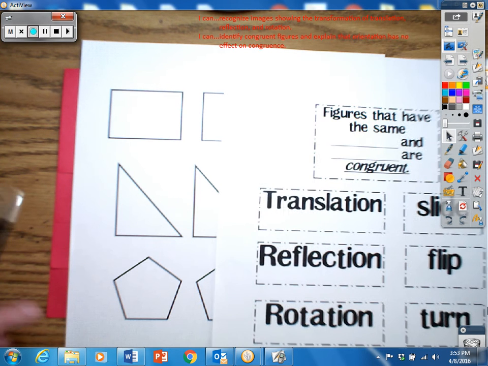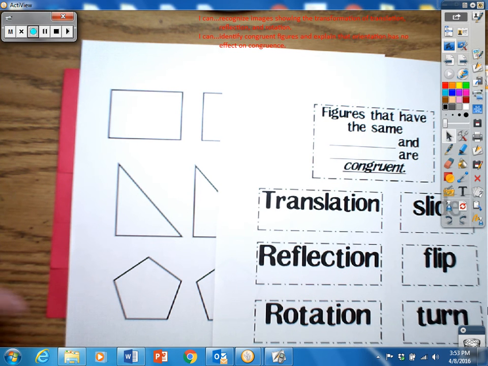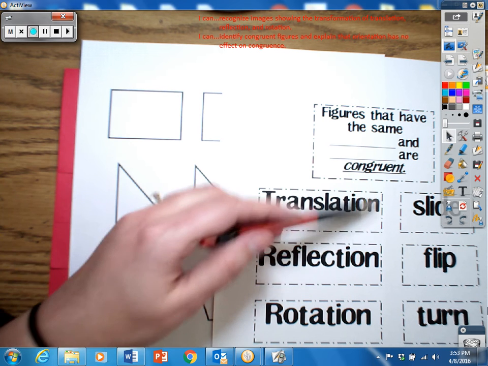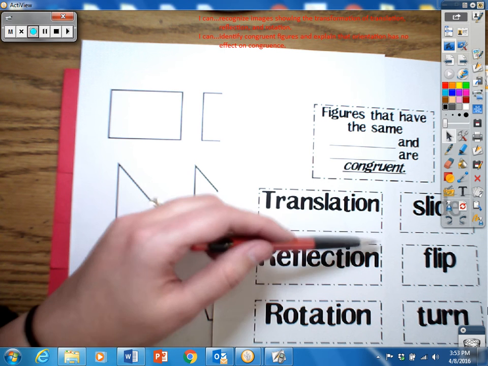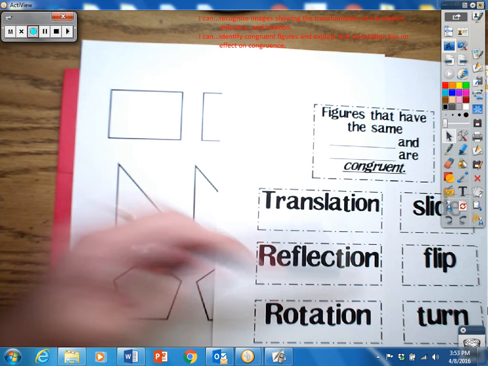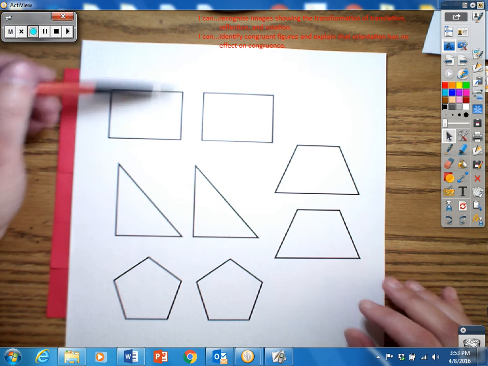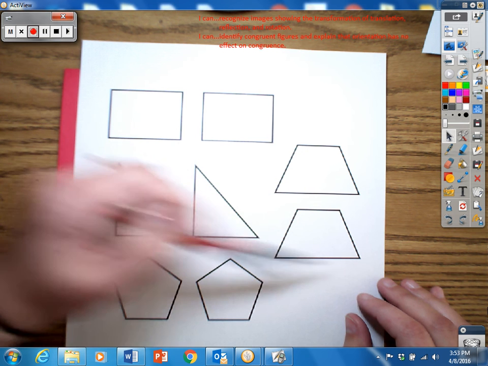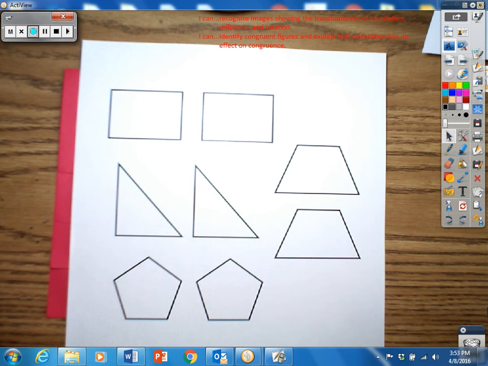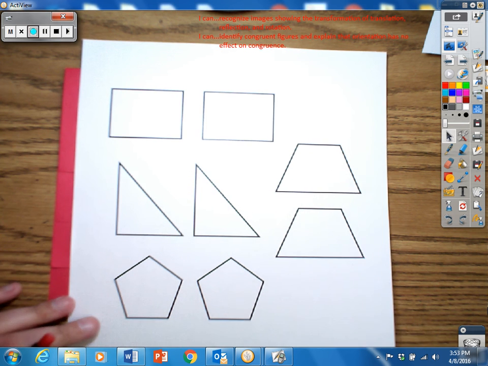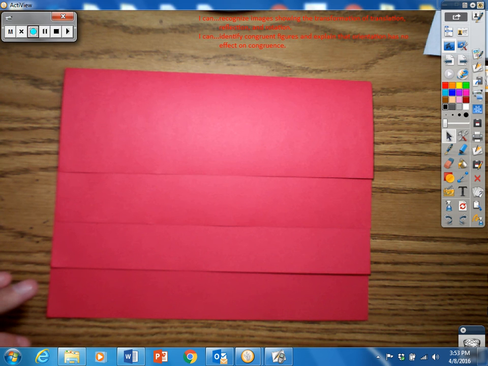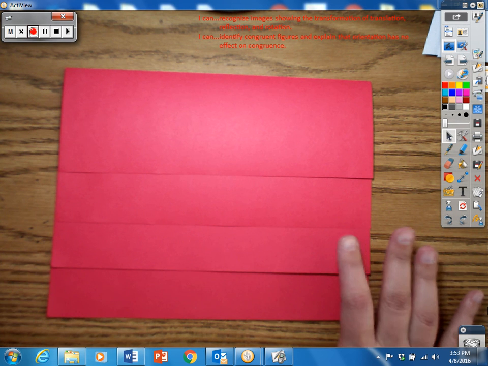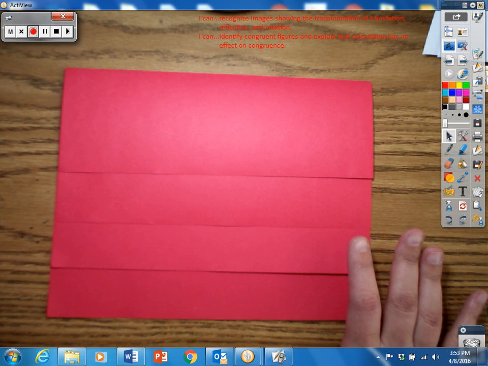You've got 2 pieces that look just like this. What you're going to do is cut along the dotted lines for each of your words, and then cut each of your figures out along the solid black line. So go ahead and do that now. Now that you have finished, we are going to start putting together our foldable.